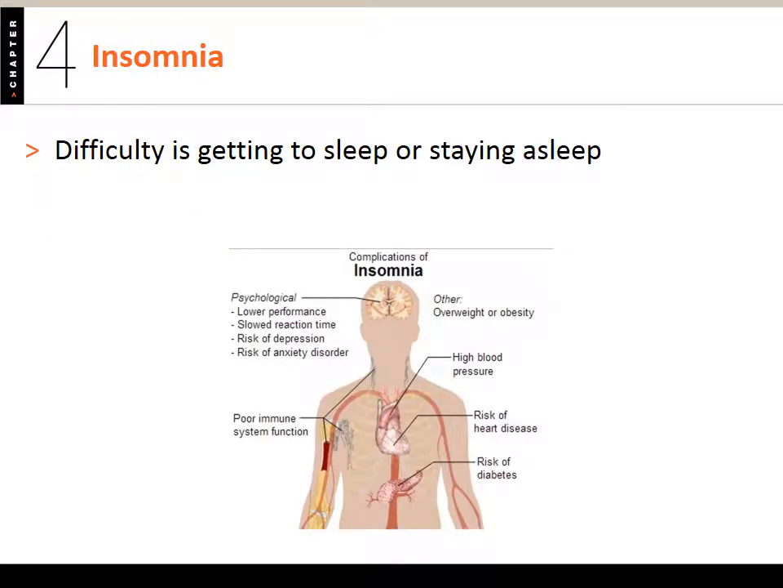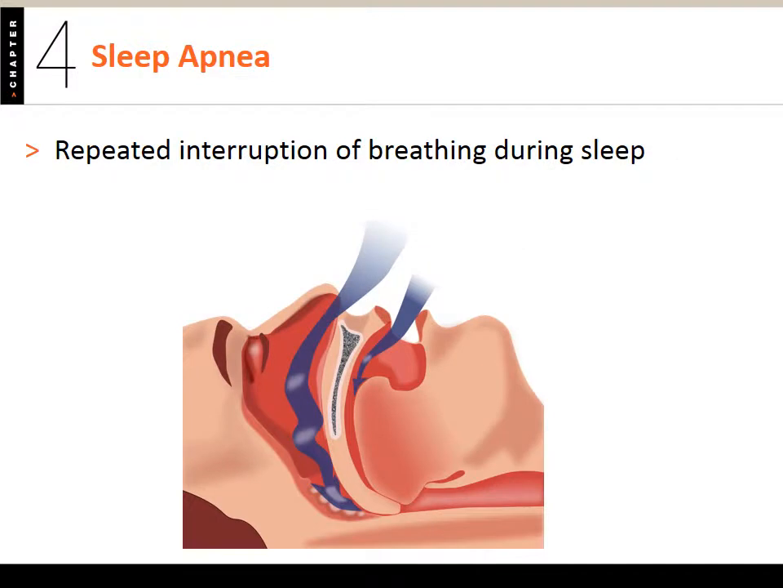Okay, then there's insomnia. This is difficulty getting to sleep and staying asleep, and you can see it pretty much mirrors the effects of sleep deprivation, because that's what it is, basically. Another disorder is sleep apnea. This is repeated interruptions of breathing during sleep.